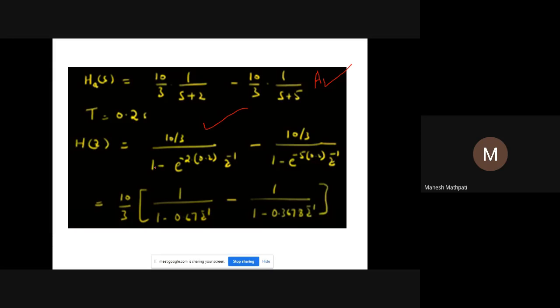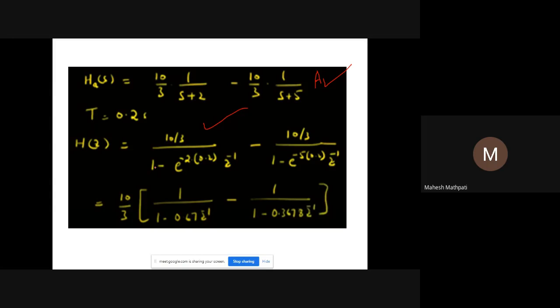What is the expression in digital form? 1 divided by s minus pk in analog form can be written in digital form as what? 1 divided by 1 minus e power pkT into z inverse. Here the first p1 value: 1 divided by 1 minus e power p1, and the value of p1 is minus 2, into 0.2 multiplied with z inverse, with 10 by 3 as it is.